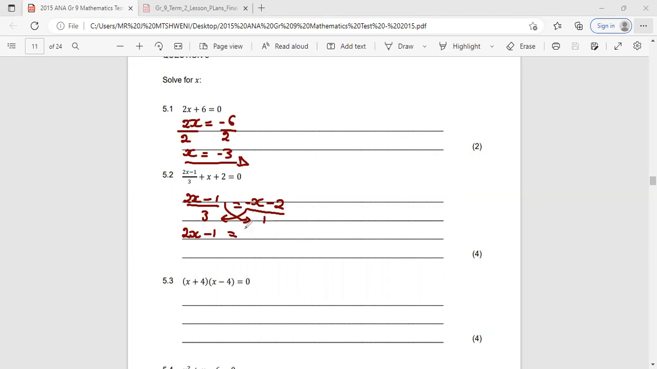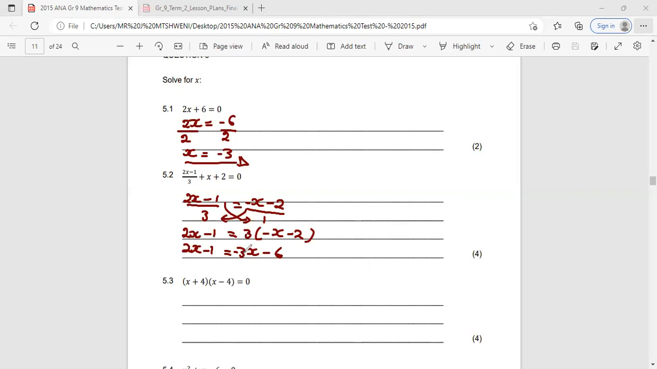This whole product is multiplied by 3 times 3, that's why I'm using brackets, minus x minus 2. Then from here, you begin to solve what is inside the bracket. You'll have 2x minus 1 equals negative 3x minus 6. Then you group your like terms.